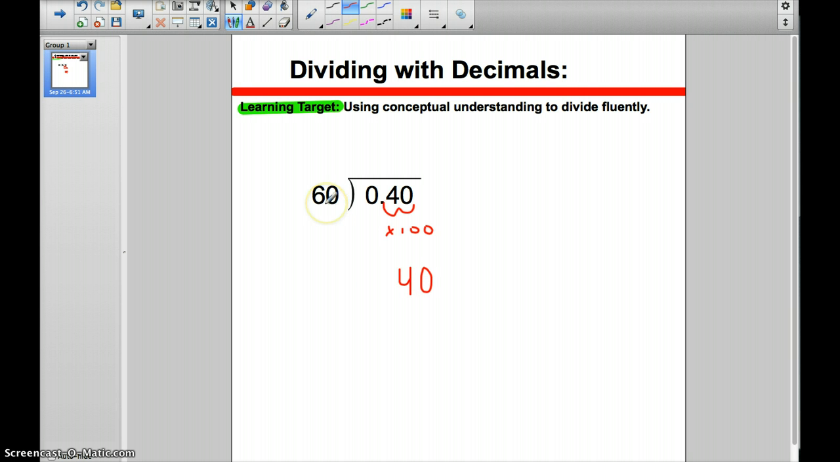And this number 60, I would do the same thing. I would move the decimal 1, 2 spaces, which is like multiplying by 100, and I would get 6,000. And I rewrite my numbers like this so that I can restart the division. Now my new problem is 40 divided by 6,000, which is the same thing as 40 hundredths divided by 60.